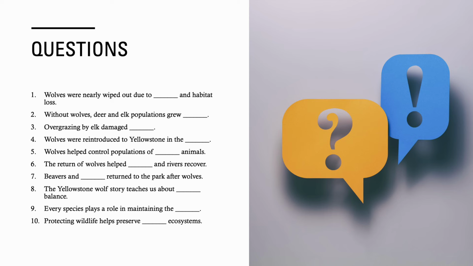Trees and plants struggled to grow, and this affected other species, like birds and beavers, that depended on the environment. In the 1990s, scientists reintroduced wolves to Yellowstone National Park. The effects were almost immediate.